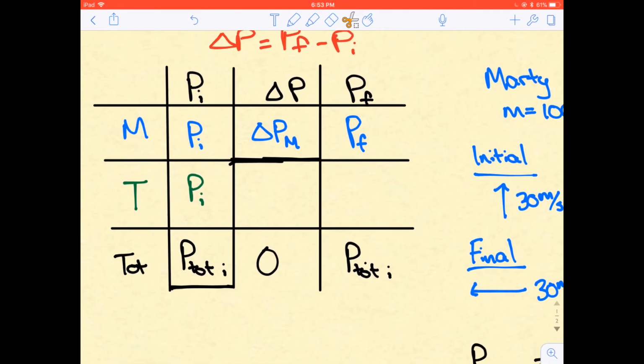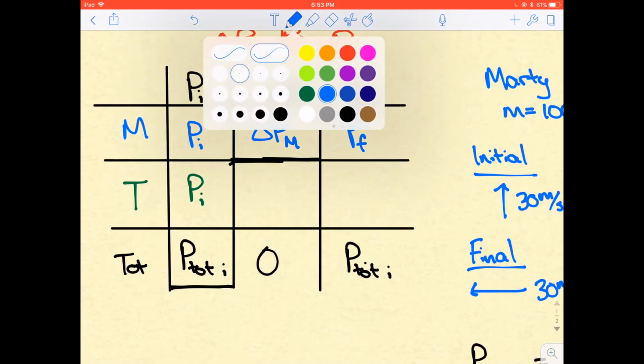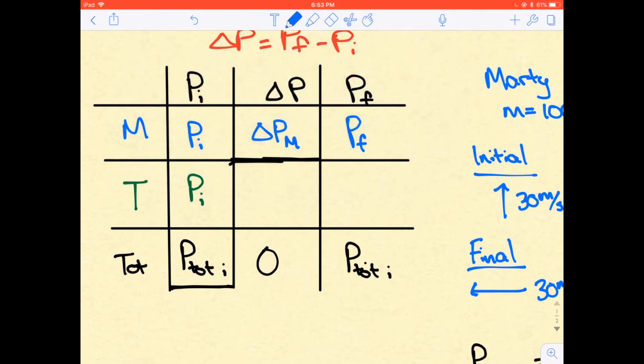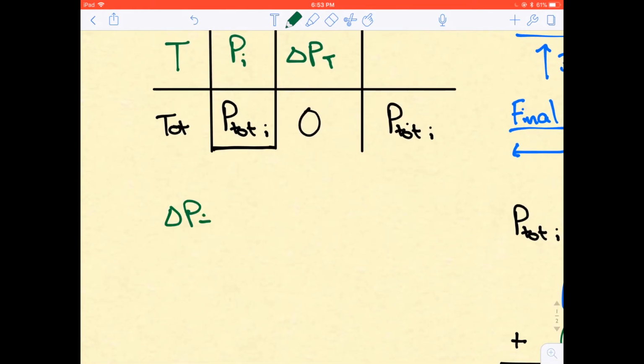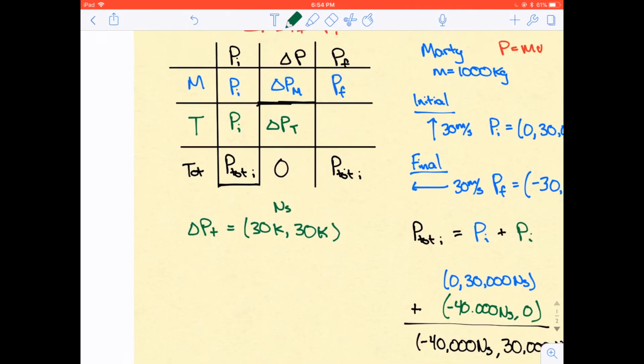Alright, so now if you look at the graph, in the very center square, you'll see that the change in momentum for Marty plus the change in momentum for the truck has to equal 0. This means that they're basically inverse of each other. We can essentially write delta P of the truck is equal to positive 30,000. I'm going to just start writing K because I'm tired of writing the zeros. And positive 30,000 for the y-axis as well. And just writing Newton seconds for the units so we don't forget.